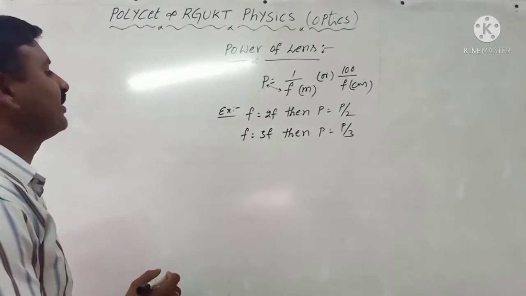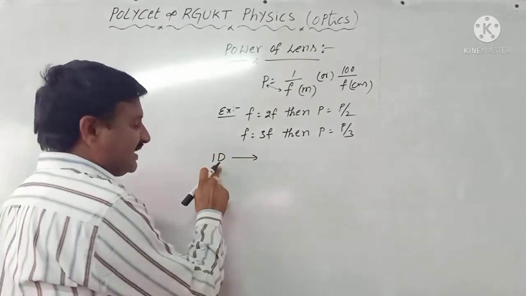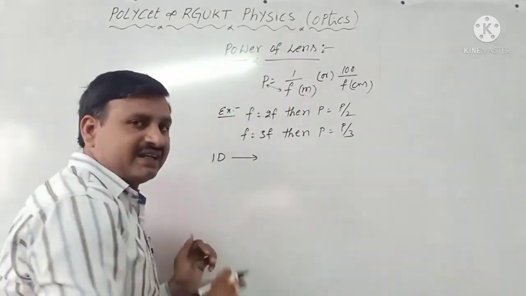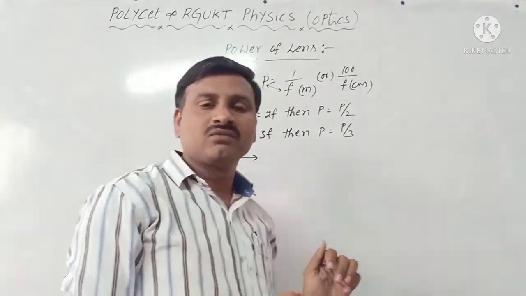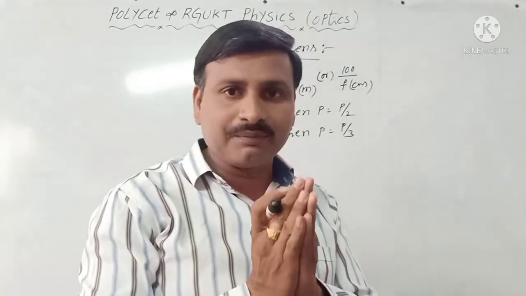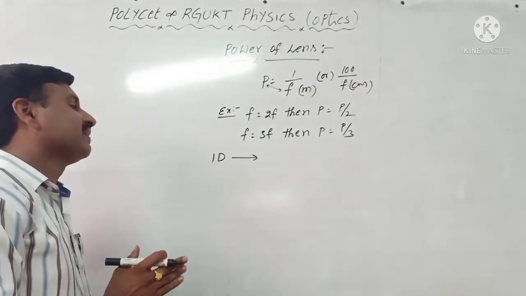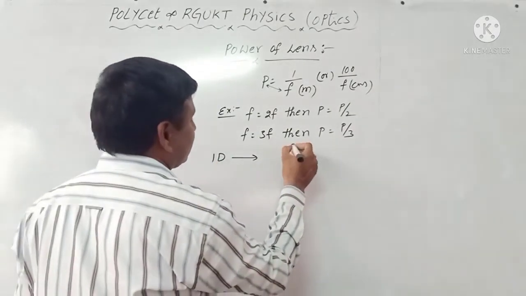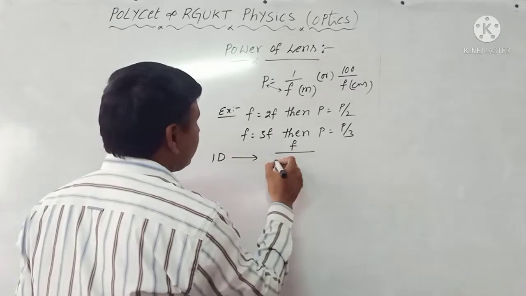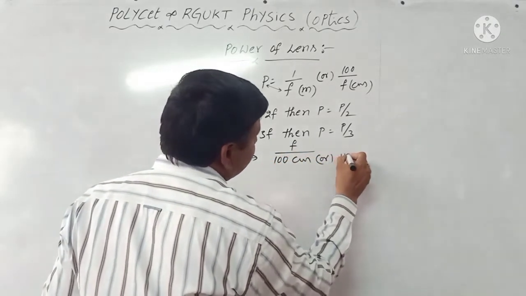In a previous examination, a doctor advised a 1D lens. You know that D is the unit of power of lens, the diopter. What is its focal length? A 1D lens means 100 centimeters or 1 meter.